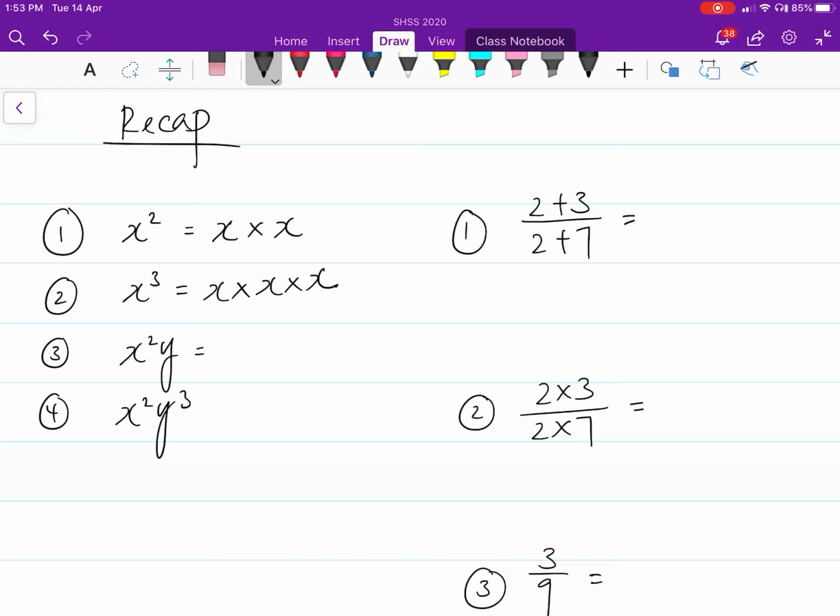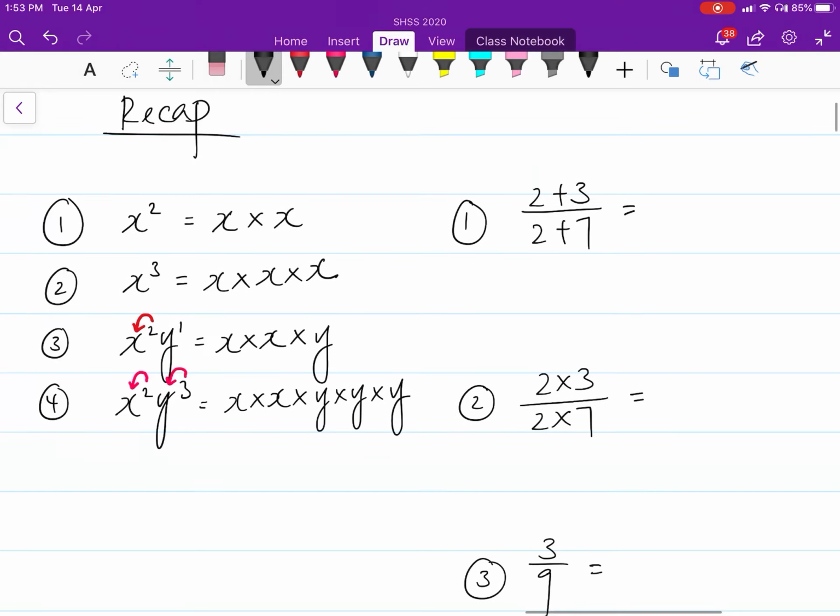Next, if I have x squared y, the square belongs to x and not the y. So x squared y means x times x, times just one y, because y has a power of 1 here. If we have x squared y cubed, similarly, the power 2 belongs to the x and the power 3 belongs to the y. So x squared y cubed is x times x, 2 times, multiplied by y cubed, which is y times y times y, 3 times. Alright, so this is the basic algebra recap that we need for this chapter.